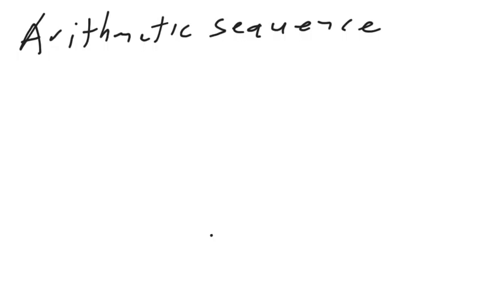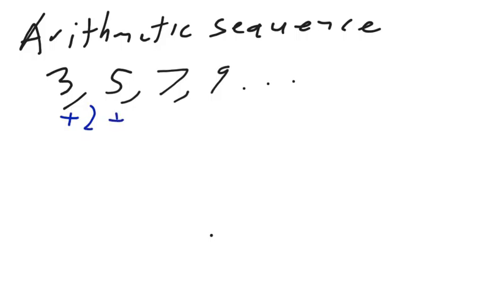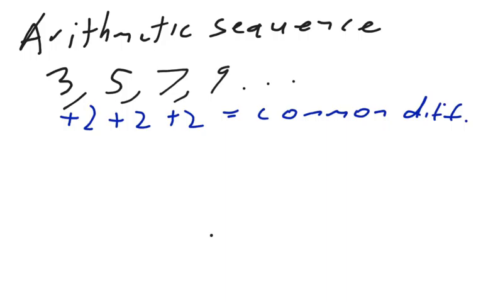Today we're going to be talking about the arithmetic sequence. Basically, an arithmetic sequence is a pattern of numbers that have a common difference. So with 3, 5, 7, and 9, to go from one number to the next, we go up by 2, which is referred to as the common difference. Later on we're going to just refer to that as d.